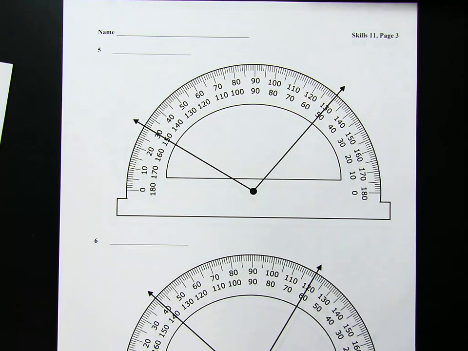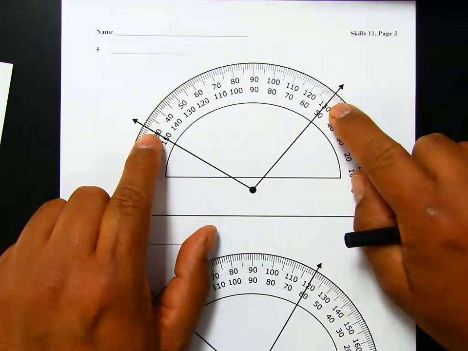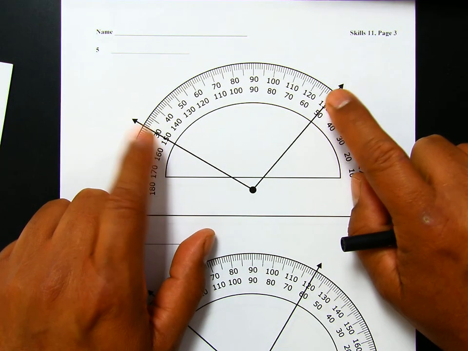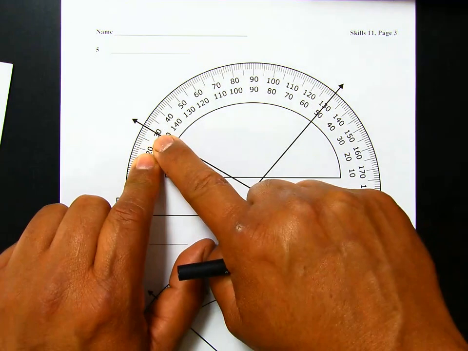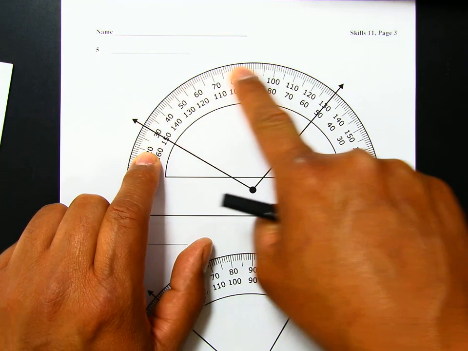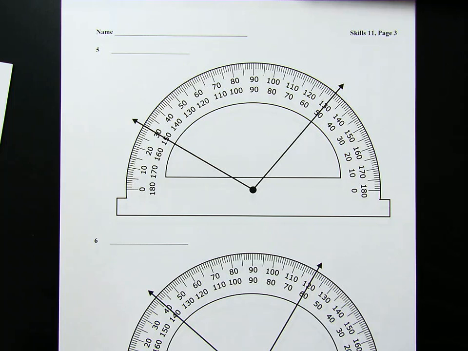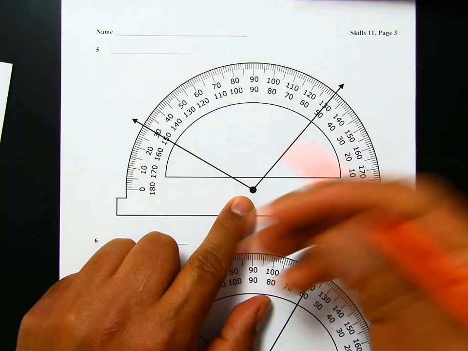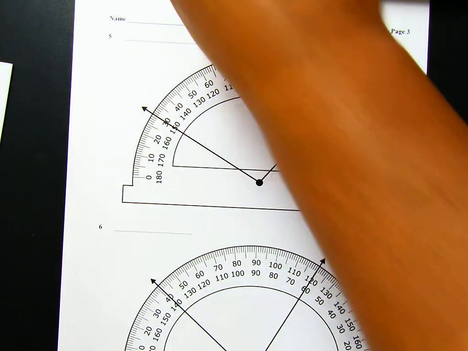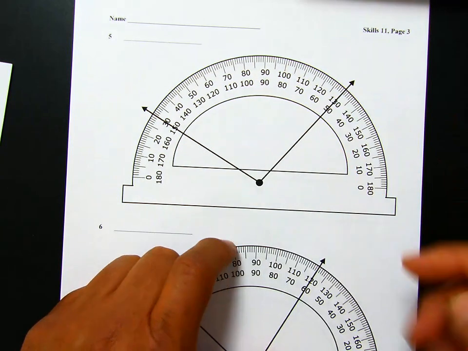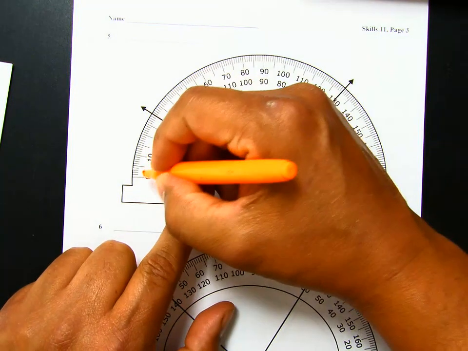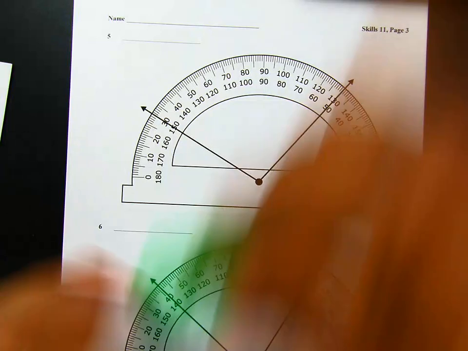So there's two ways we could do this. We can either subtract the two measurements at each ray, or we can make one of these rays a 0 and count from there. So I'm going to show you both ways. All right, so one way we could do it is we can just decide which scale we're going to use. Do we want to use the inner scale or do we want to use the outer scale? I'm going to use the outer scale, so I'm going to highlight the outer scale.